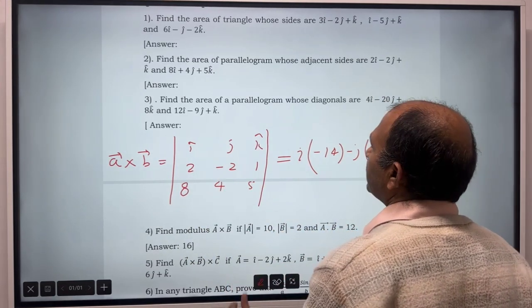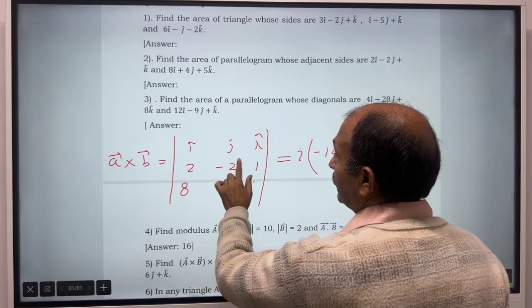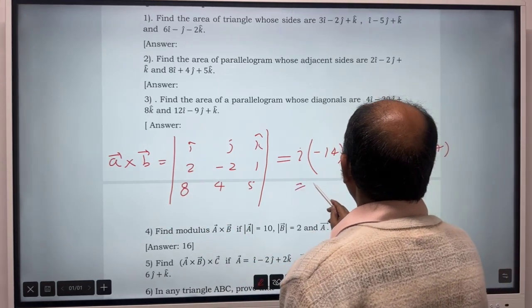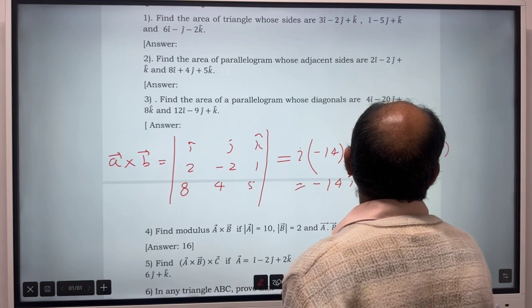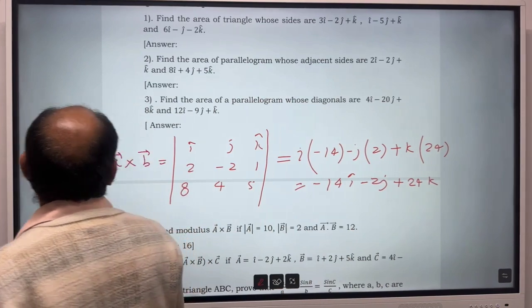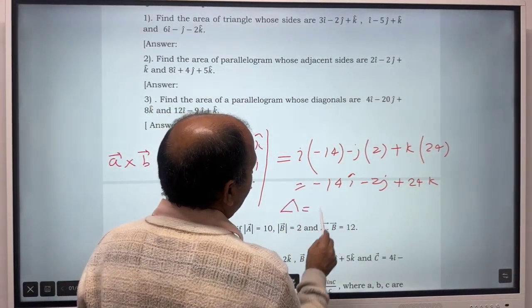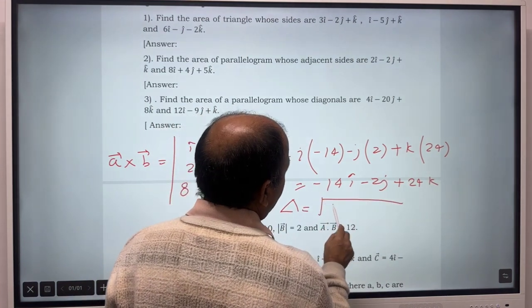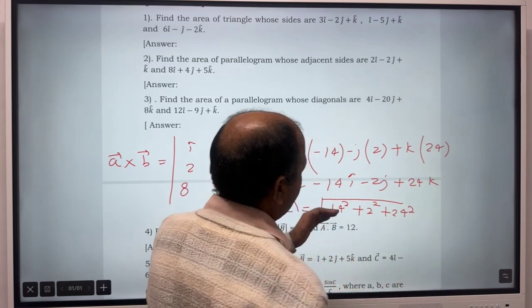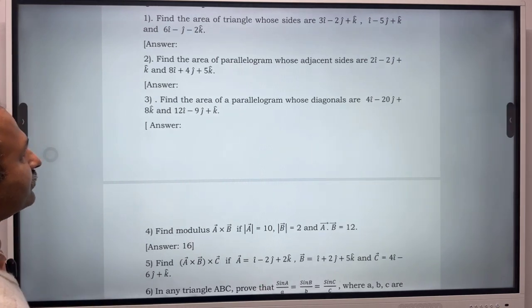Then take k times, leave this, so this is 8 and plus, because one more minus you are going to add, so 8 plus 16, 24. So you have got minus 14 i cap minus 2 j cap plus 24 k cap. Now this is A cross B. Since area of parallelogram is modulus of A cross B, you can write delta equal to, modulus means square root of 14 square plus 2 square plus 24 square, and then whatever value you get, square unit answer will be there. So you have understood.